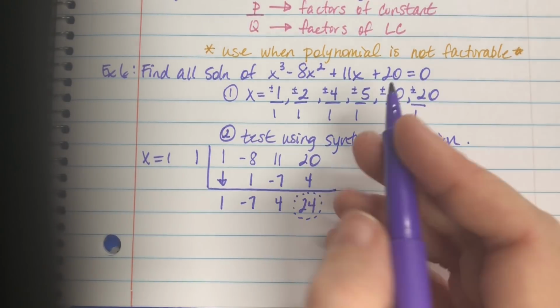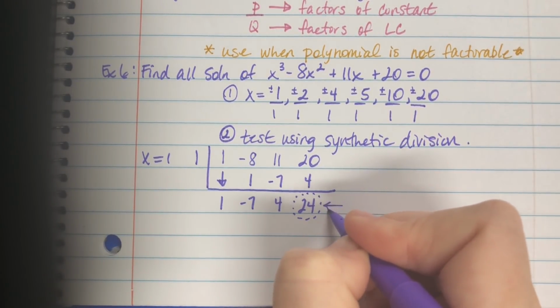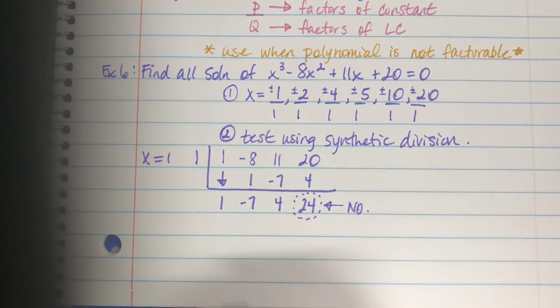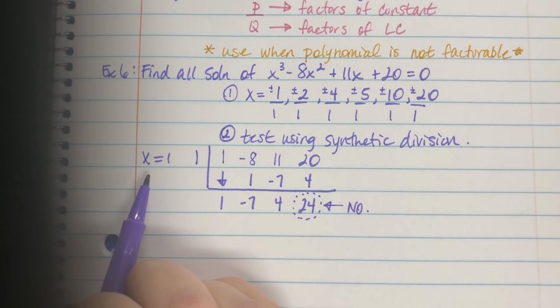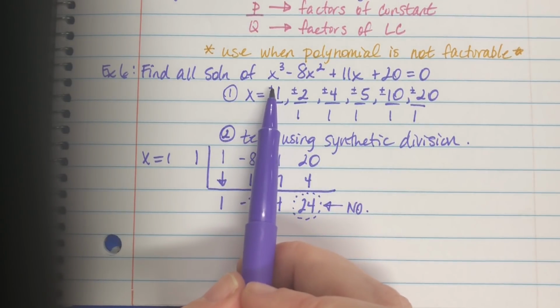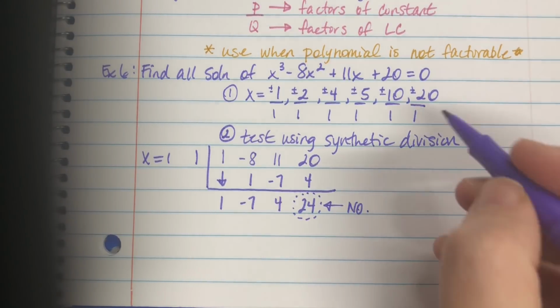is not a factor. So the answer to this guy is nope. X equals 1 is not a factor. So we got to move on and try the next one. We already did +1. It does not work. Let's try -1.